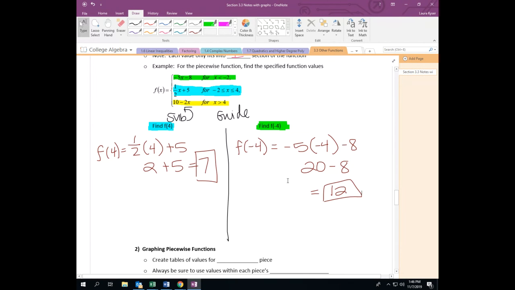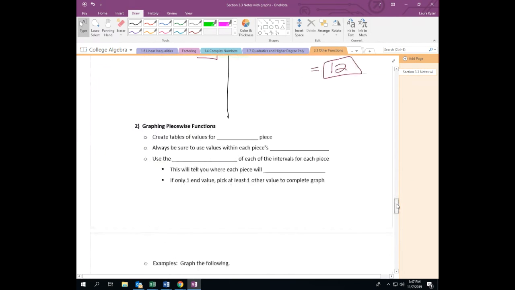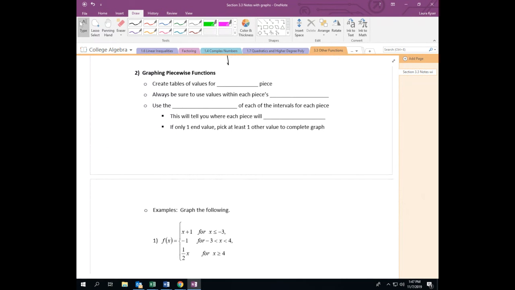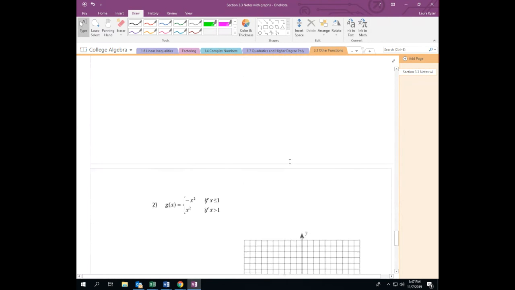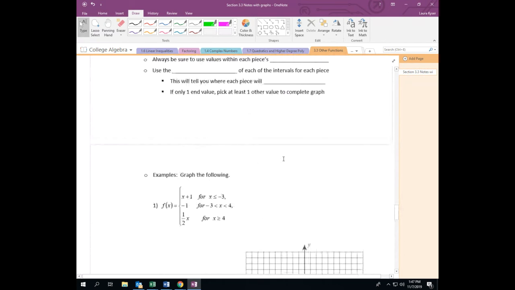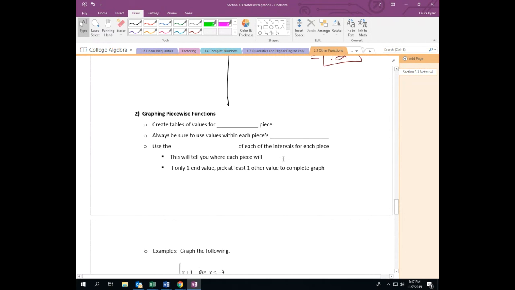So that's all you have to do to evaluate piecewise functions. Let's talk about graphing a piecewise function. Goodness, okay. I'm going to end up running out of time, so we're only going to be able to do one, but at least it'll give you an idea. All right, graphing piecewise functions.